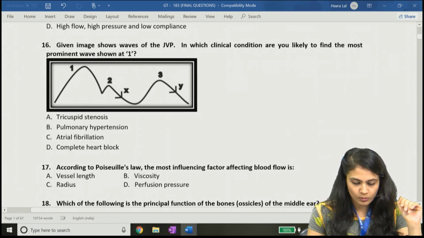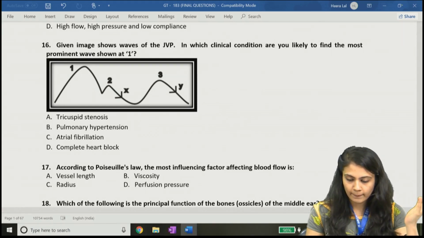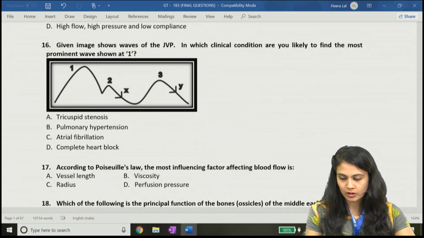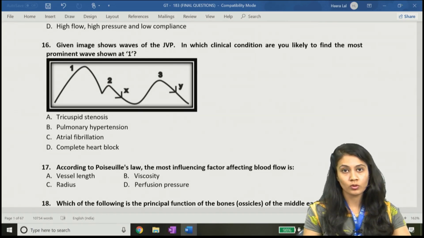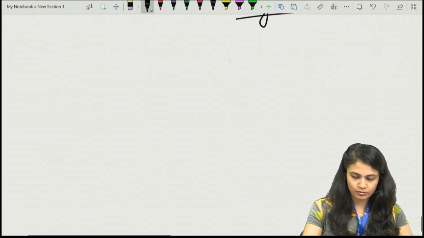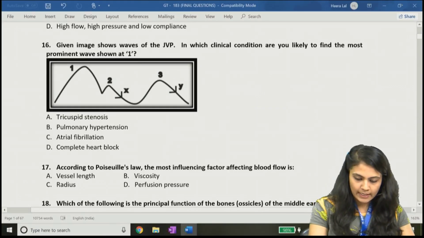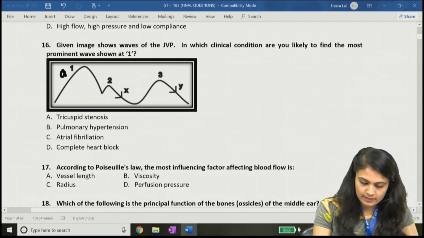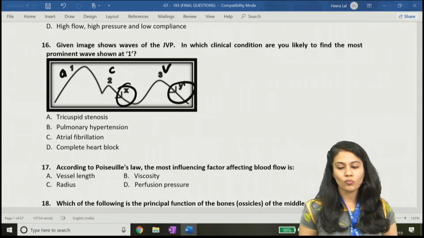Okay, moving to the next question, question number 16. The given image shows waves of JVP. In which clinical condition are you likely to find the most prominent wave shown in 1? There are different waves shown: 1, 2, X, 3 and Y. In this diagram, this is a C wave, this is an X descent and Y descent, and this is a V wave.